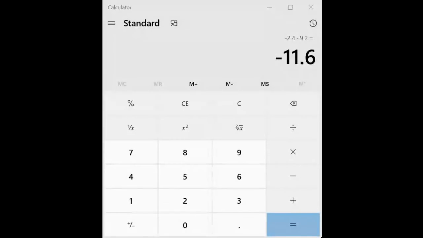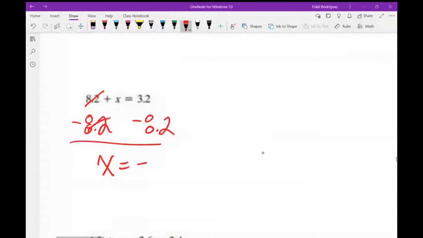And let me pull this up. Here we go. Okay, so we have 3.2 minus 8.2. So I'm just going to type in 3.2 minus 8.2, and my answer is just a negative 5. Okay, so let me come back to my notes. There we go. And we said our answer was a negative 5.